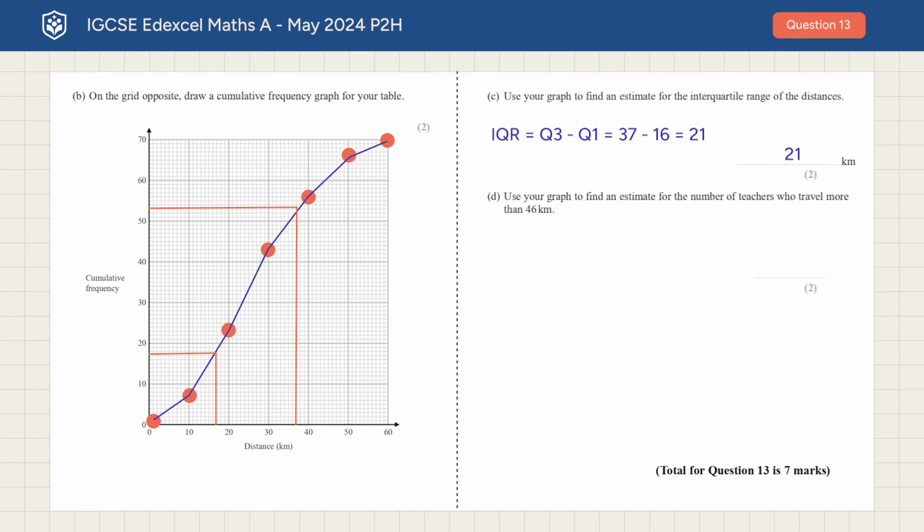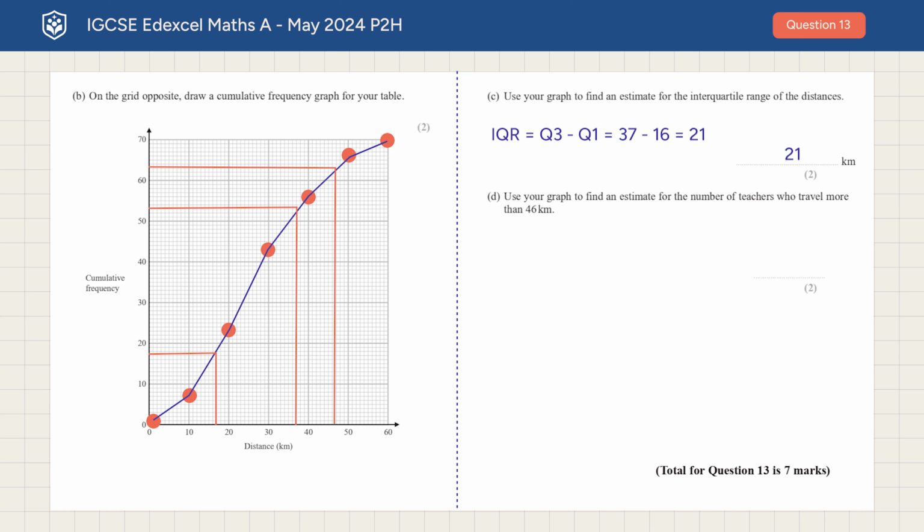Finally, for Part D, we need to estimate the number of teachers who travel more than 46 kilometers. First, we need to find how many teachers travel up to 46 kilometers. To do this, locate 46 on the x-axis, move vertically up to the curve, and then horizontally across to the y-axis. This gives us a cumulative frequency of approximately 62. That means 62 teachers travel 46 kilometers or less.